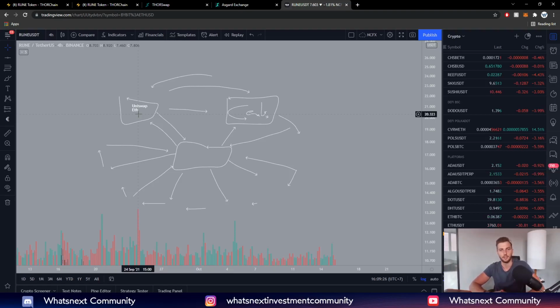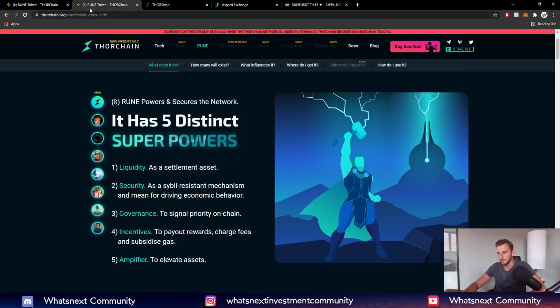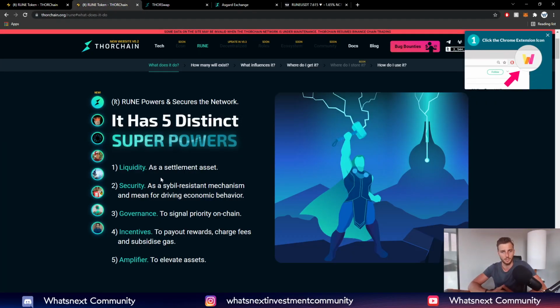huge advantage on every other single exchange, because if you are able to pool all the liquidity together, then you will have a perfect working swap website. So now let's look a little bit at Rune's tokenomics, all right? Because I think the tokenomics on this project are just completely brilliant.